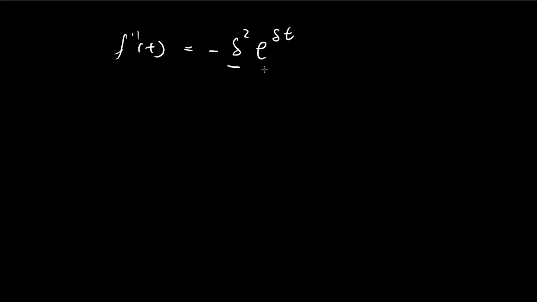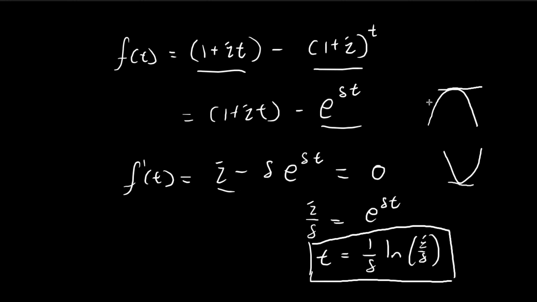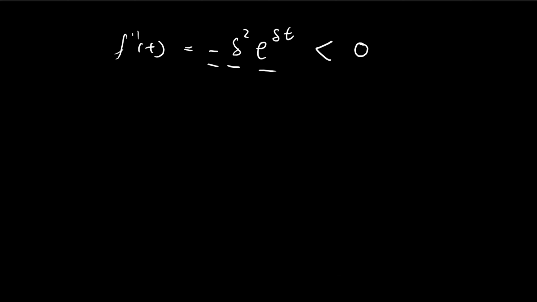So we know this is always larger than 0. An exponential term is always larger than 0. And because of the negative sign, this term is always smaller than 0. It's always negative. So that's why we know that this gives us a maximum. So at this time it does indeed give us a maximum because the second derivative is smaller than 0.